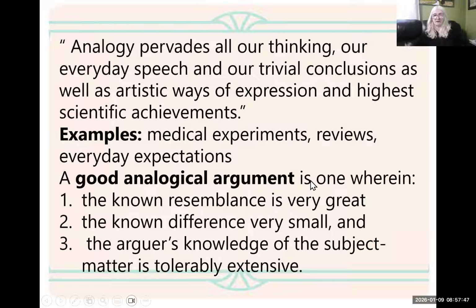Good analogical arguments have a certain standard, and this is the standard ideally. The known resemblance is very great. The known difference is very small. And the arguer's knowledge of the subject matter is tolerably extensive. So they know enough to be able to make an argument about that. For example, I would not know enough. I am not trained medically or in research, so I would not know enough to understand the significance of findings or differences for medical experimentation. Versus everybody knows enough for, say, everyday expectation.